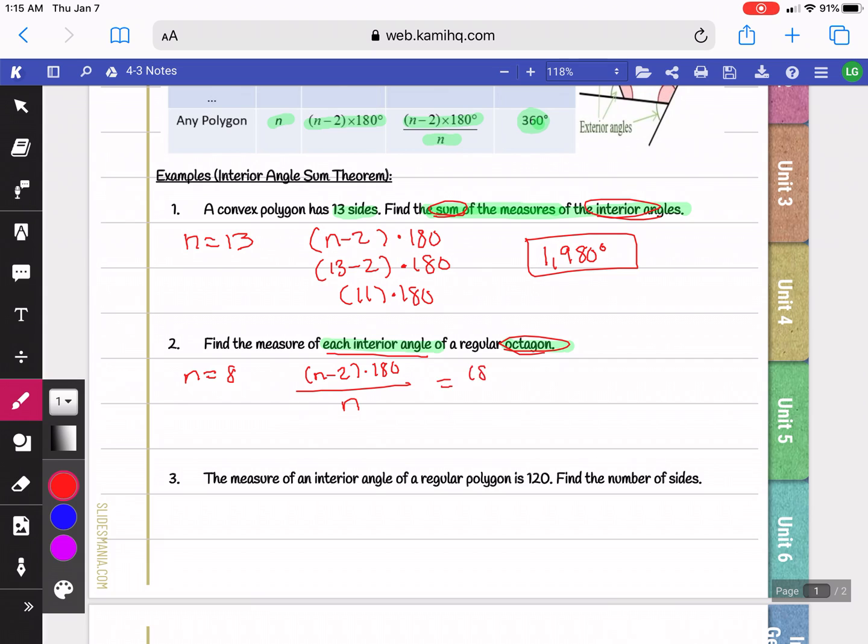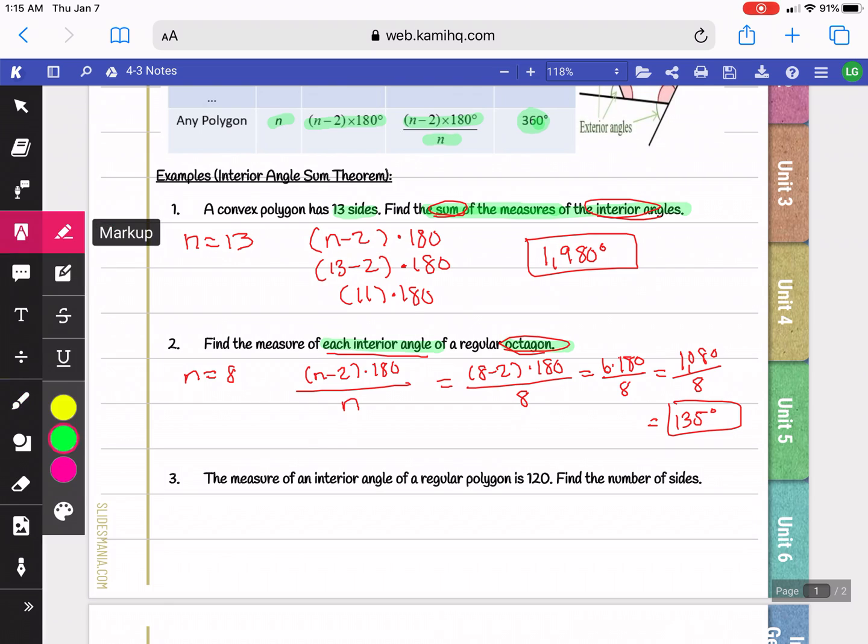So I'm going to plug in my 8. 8 minus 2 is 6. So if we do 6 times 180, that comes out to 1,080. And then you would divide by 8, and that would come out to 135. So if you have an octagon, each angle in the octagon on the inside is equal to 135 degrees.